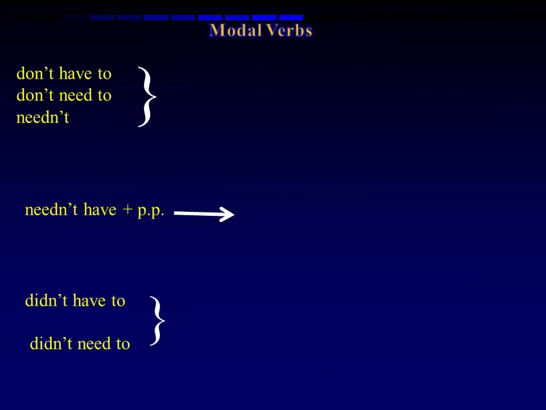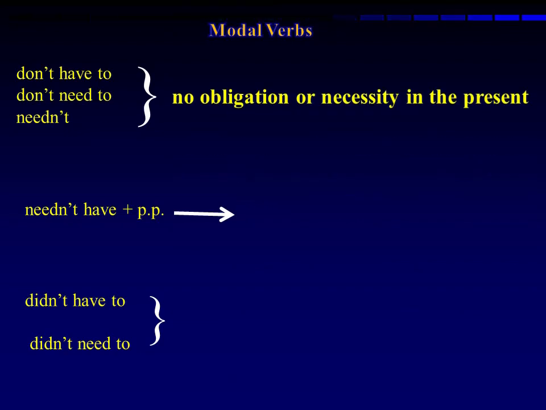Okay, here we have different modal verbs. Don't have to, don't need to, and needn't. We use these modal verbs to talk about what? Something which is not obligatory or necessary in the present. If there is no obligation or necessity in the present, we use one from these modal verbs.